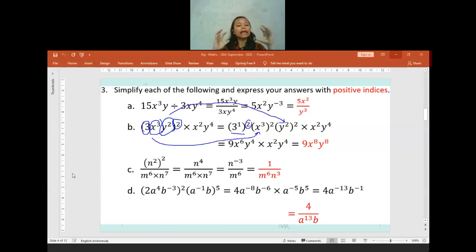Everything inside the bracket will get the power of 2, because from the question we can see in the bracket 3x to the power of 3, y to the power of 2, close bracket, to the power of 2. That's why everything will get the power of 2: the number 3, the x to the power of 3, the y to the power of 2. And then, as we know, power with powers, we do times.